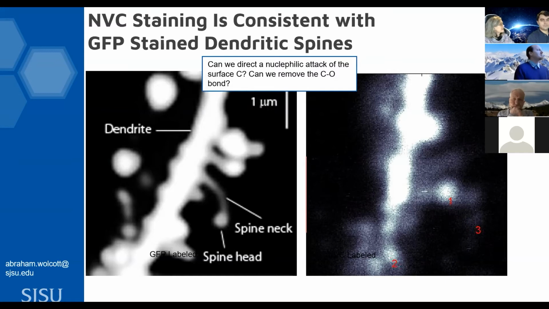And so I would ask this question, can we direct a nucleophilic attack of the surface carbon on these diamonds? And I'll get into some of this oxidation chemistry, but I'll do a preamble and say, can we remove the carbon-oxygen bond from the surface? So kind of keep that in the back of your mind as we progress through today's talk.